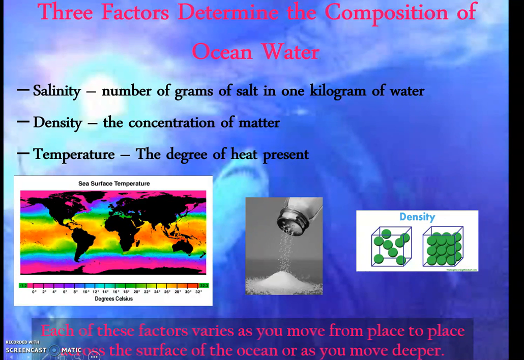Each of these factors varies as you move from place to place across the surface of the ocean. You can see that the water is much colder up at the poles than it is at the equator, or as you move deeper in the ocean, which we're going to talk about today.